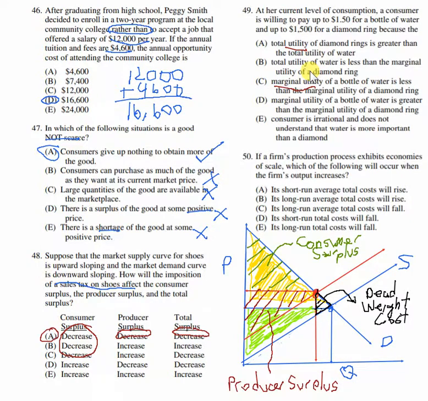So, is a diamond ring useful? Well, it's certainly not useful. I mean, water will keep you alive and a diamond ring won't. But that's not the definition in economics.